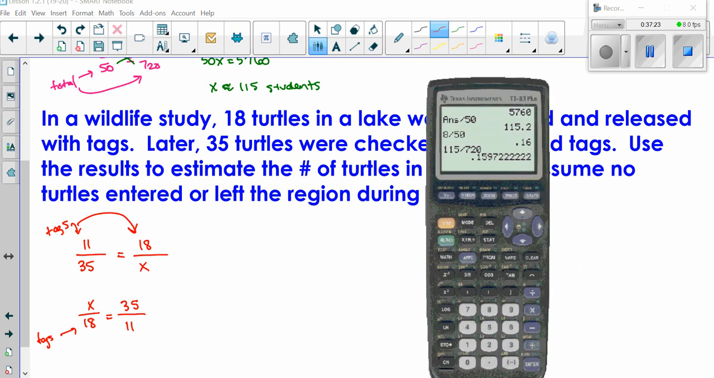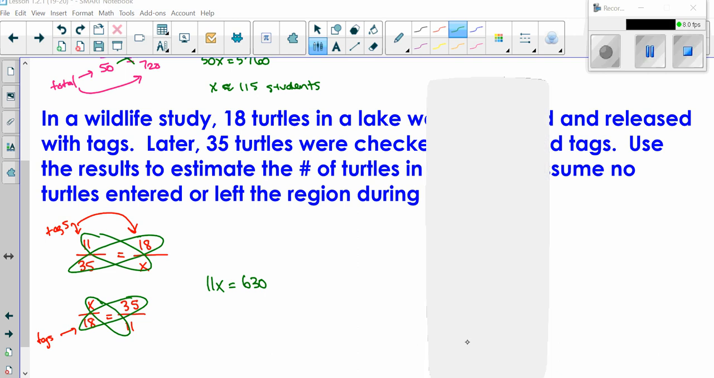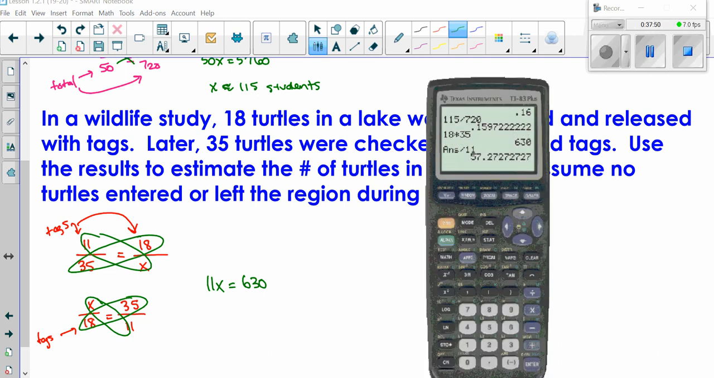So in calculating this, when we cross multiply, notice it doesn't matter which one of these we use because here we would do 11 and x, and here we're doing 11 and x. And here we did 18 and 35, and here we're also doing 18 and 35, which gives us 630. And then we would divide by 11, and we can estimate that there's about 57 turtles in the lake.